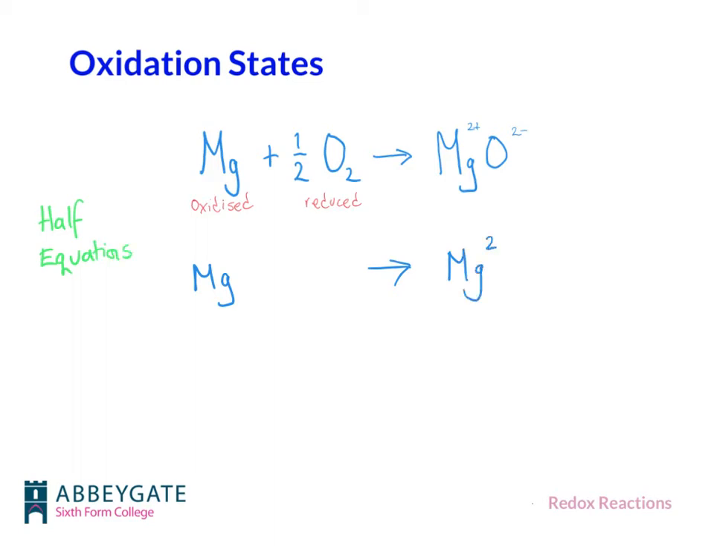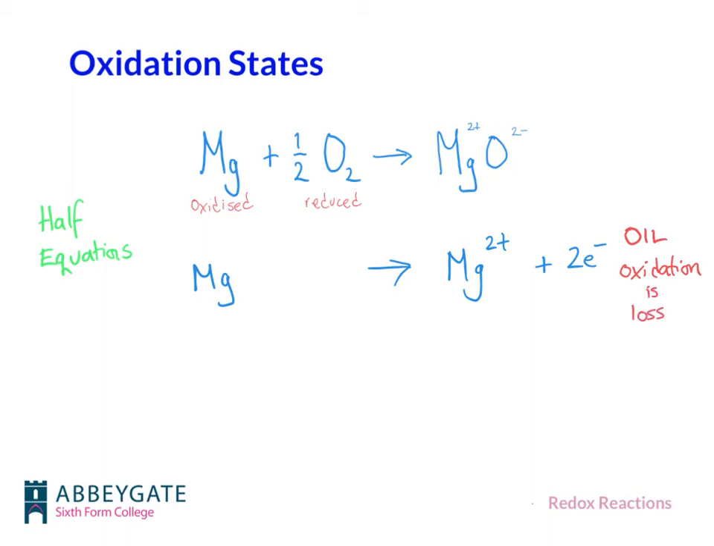So the magnesium is going from elemental magnesium to magnesium 2+. So I can see it must be losing electrons. So we can write Mg → Mg2+ + 2e-. We can see that it is losing electrons. And we know that oxidation is loss. So therefore it must be being oxidized, as we've previously said. Fairly obvious because it's reacting with oxygen.